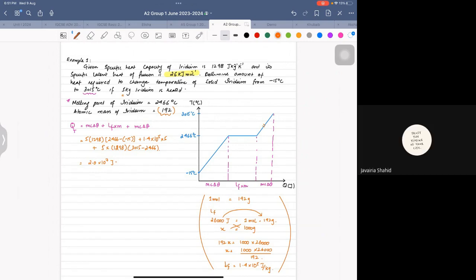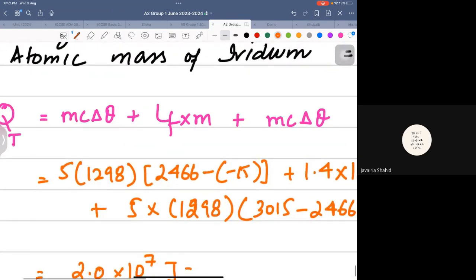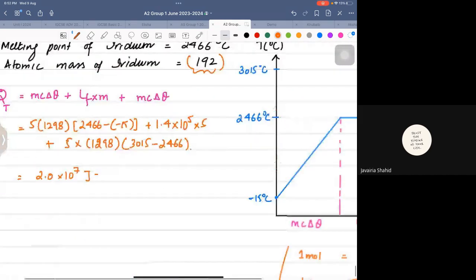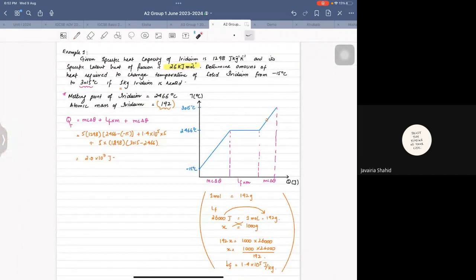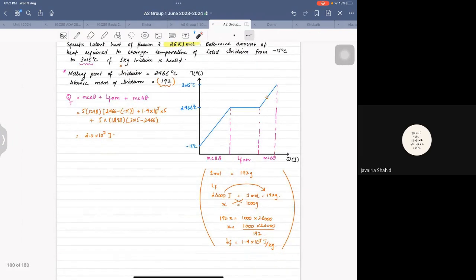Sir, in the first part of mc delta theta, the temperature change that we take is from 2466 and then from minus 15? Yes. So temperature change is final temperature minus initial temperature. Because it is negative, obviously you will add the other 15 degrees because it's not starting from a positive number, right? So you just write it. Okay. Get it? Should I go forward now? Yes, sir.